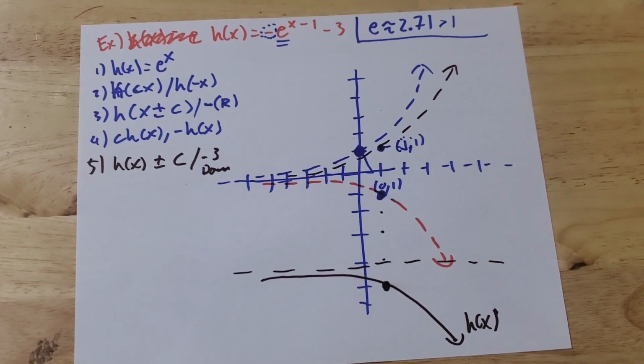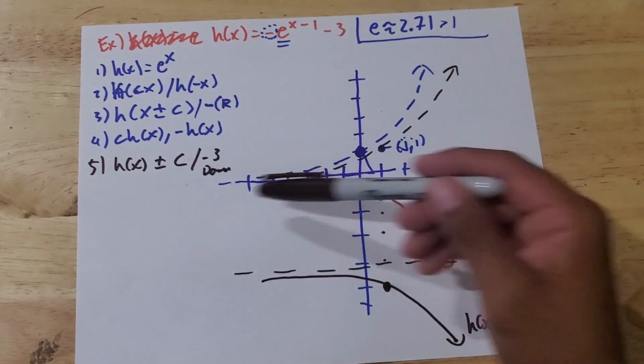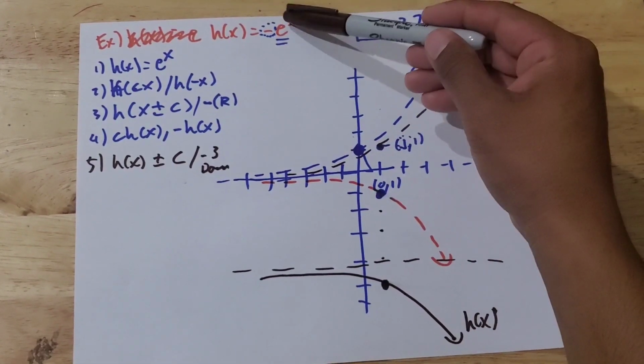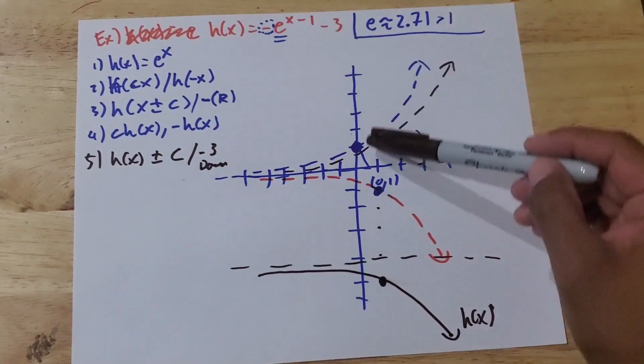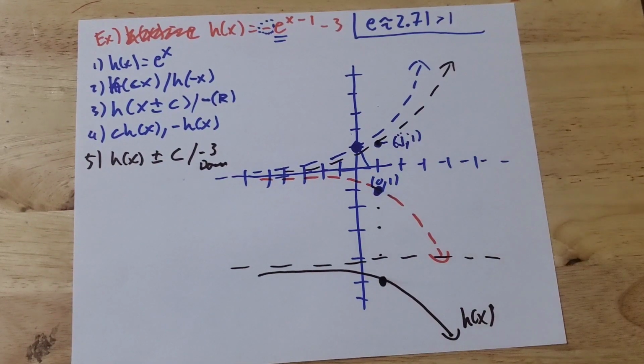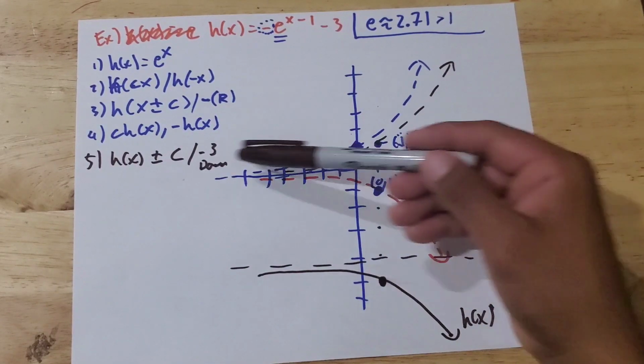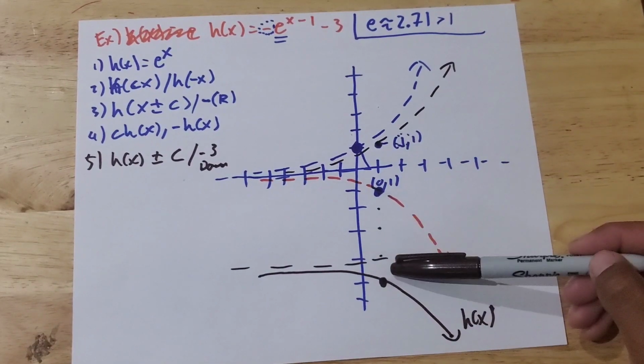And I know that because it's bigger than 1. So it's going to start this initial parent graph. There's nothing multiplying. That -1 shifts it to the right, because now it's opposite of what you think it should do. That negative outside reflects it down. And then that -3 brings it down 3.